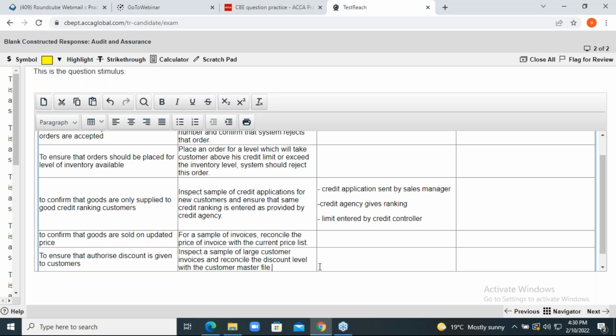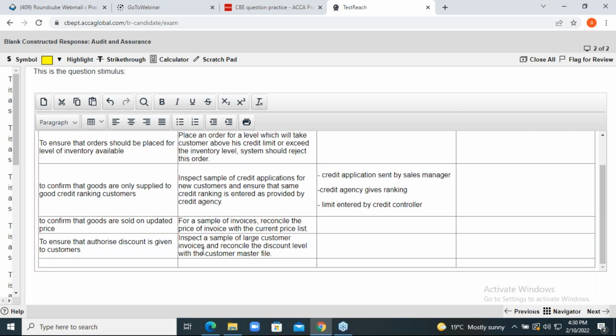We could have used a backward test of control as well, where we could have started from the customer master file and ended our test of control at large customer invoices. It doesn't matter whichever method you follow, but the important thing is that you must be able to link it with the control objective. You must be aware of the background risk involved, and you must have basic skills to write these tests of controls. These are easy to write, but students normally don't practice them.